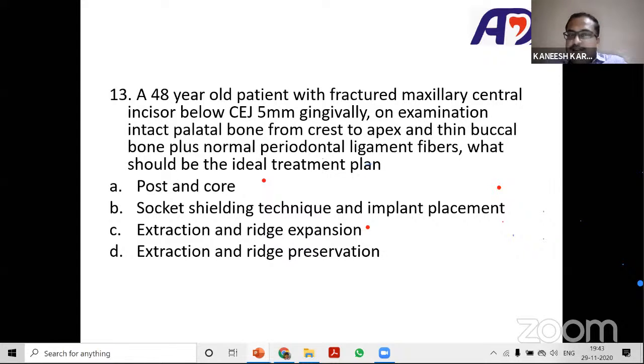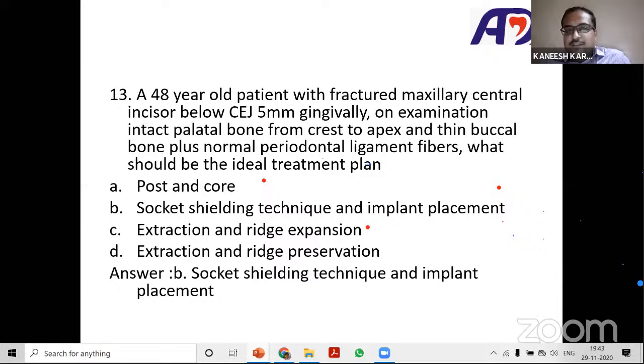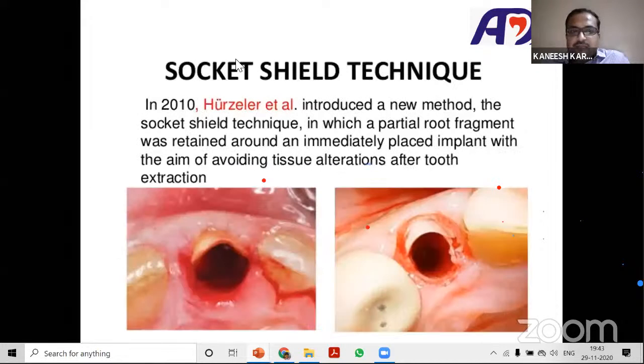Of course, it's a very recent technique. Excellent. Dr. Madan has got it. Socket shielding. What is socket shielding? In 2010, Hürzeler et al. introduced a new method, the socket shield technique, in which a partial root fragment was retained around an immediately placed implant, with the aim of avoiding tissue alterations after tooth extraction.